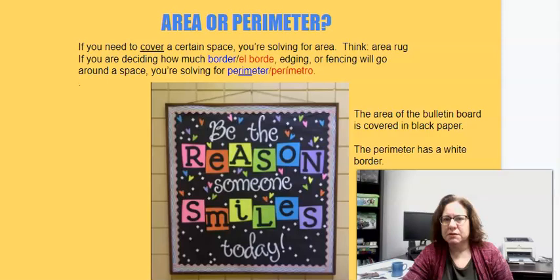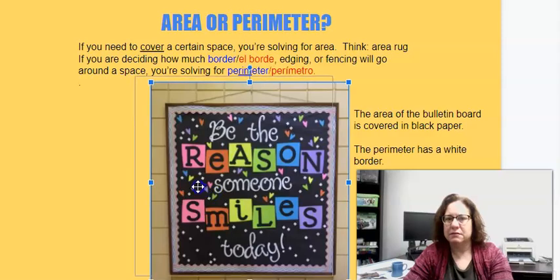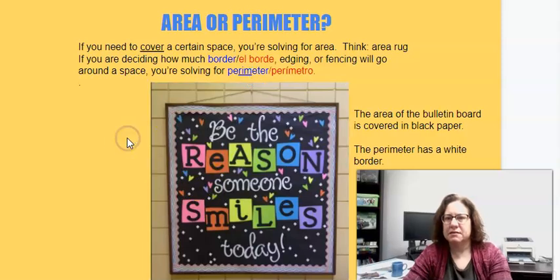If you look at this bulletin board, like the ones we make at school, the area that is covered in this example is covered in black. You see the background is black. That is solving for area. The area is the black paper that's all over it, covering it.